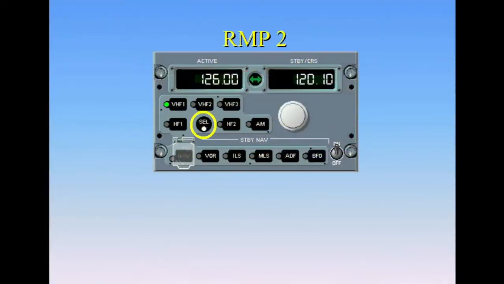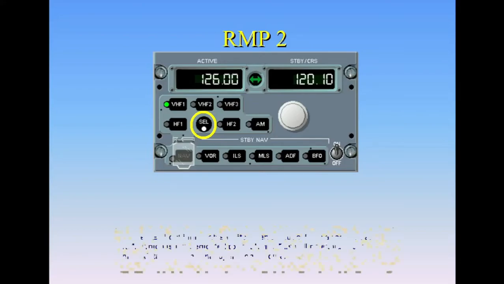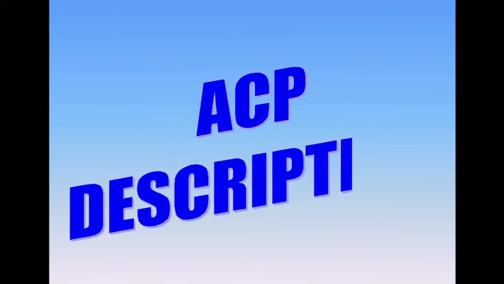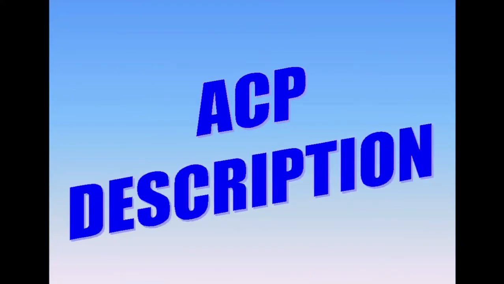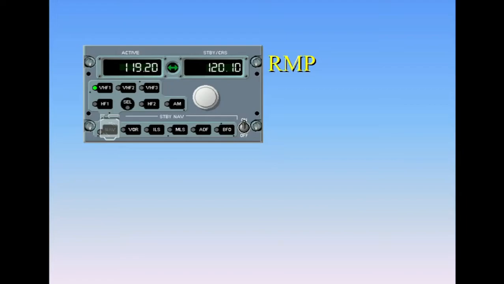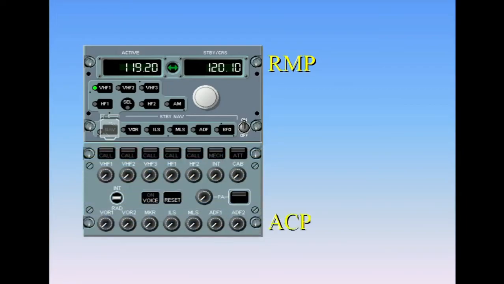The SEL, or select light, illuminates white when a pilot selects a radio on an RMP which is not dedicated to that RMP. This will be explained in more detail in the normal operation module. As we have seen, the RMPs tune the desired radio frequencies. Let's now look at the ACPs, which provide control of radio transmission and reception.